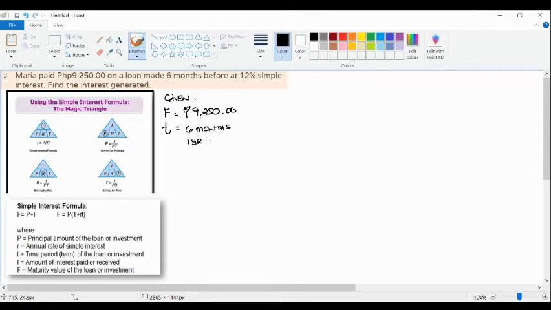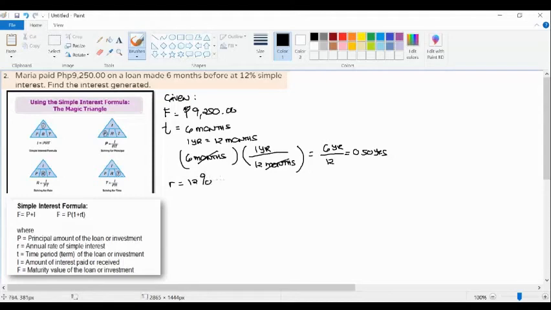So, in 1 year, we have 12 months, right? Okay, how do we convert months to years? So we need to divide. So 6 months multiplied by 1 year divided by 12 months. And then remove this. So there will be 6 over 12, which will give us an answer of 0.50 years. Okay? Next, we have the rate of 12%. Convert this into decimal, that is 0.12.